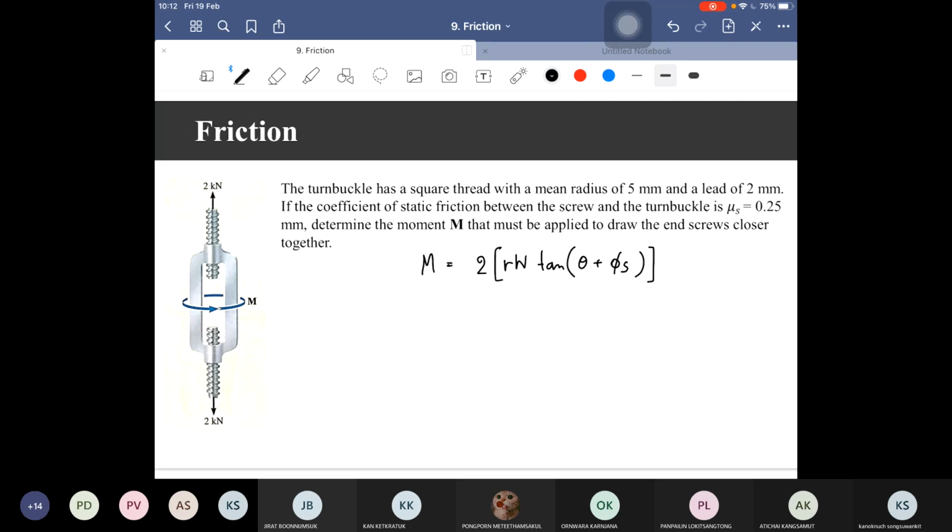Okay, so everything is given, like the force W equal to 2 kilonewton, so 2000 Newton. The radius is also given, 5 millimeters, and mu s equal to 0.25. The lead L equal to 2 millimeters.